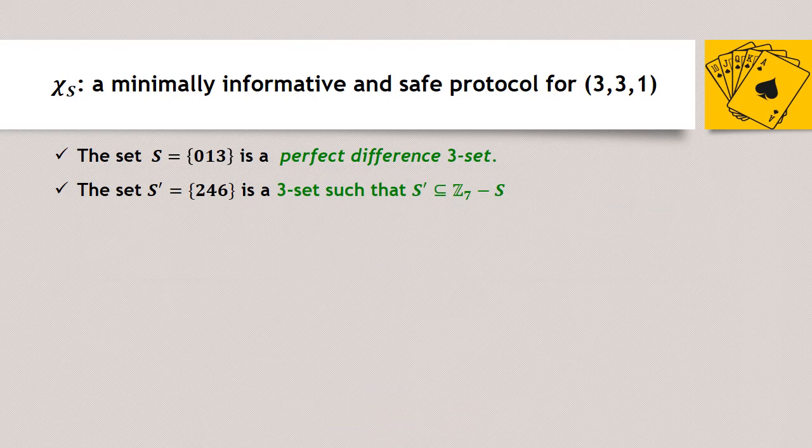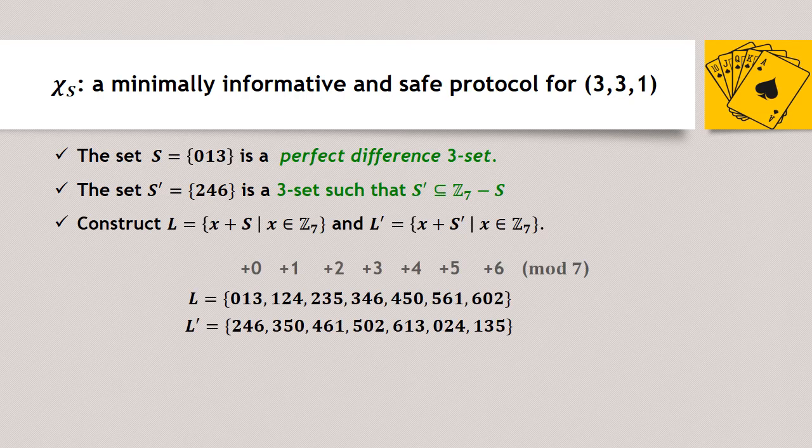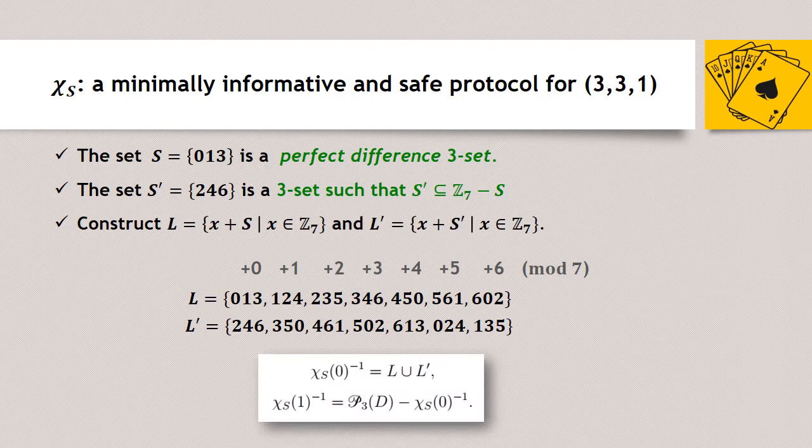Additionally, for this construction, we need another set of 3 cards disjoint from S. Let's say such a set consists of the cards 2, 4, and 6. Then we construct a set of all hands of size 3 which are increments modulo 7 of the set 0, 1, 3, and the set of all those hands which are increments modulo 7 of 2, 4, 6. Then, the resulting announcement protocol for Alice consists in sending a single bit message that depends on whether her hand is in either of the sets previously constructed or in neither of them.